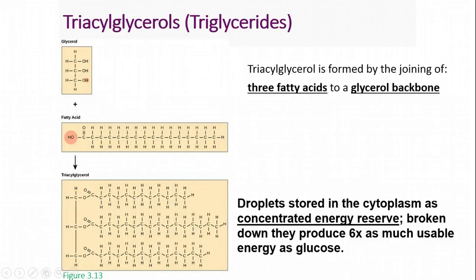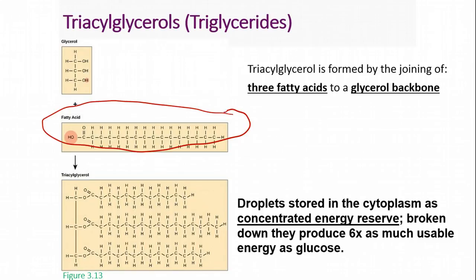One of the main storage of energies as fats in our body is a triacylglycerol, also called a triglyceride. These are stored as droplets in the cytoplasm of some of our cells, and they're a concentrated energy reserve. In fact, if they were broken down, they produce 6 times as much energy as glucose. These are made up of a couple of different things. You have 3 fatty acids. Again, that's what we showed on the last slide. Remember, an amphipathic molecule. These are connected to a glycerol molecule to form a triacylglycerol.